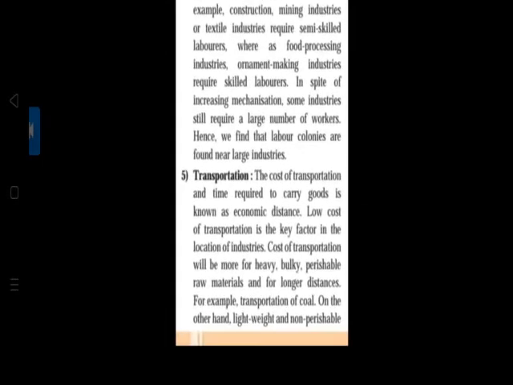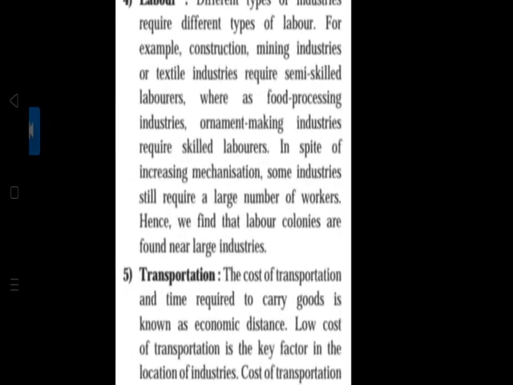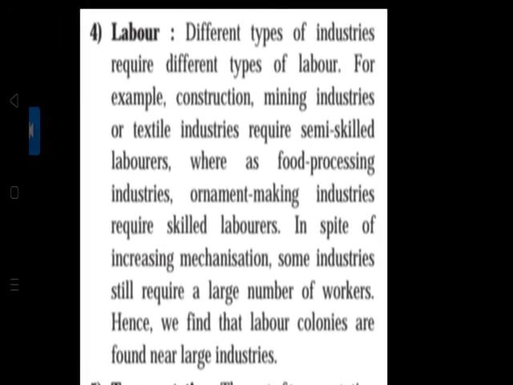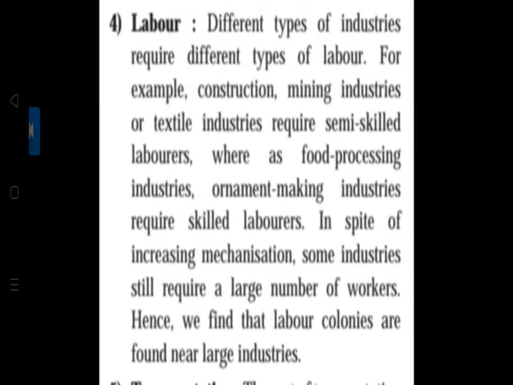Now, labor. Different types of industries require different types of labor. For example, construction, mining industries or textile industries require semi-skilled labor, which means they do not have thorough knowledge, they are not fully trained, but somehow they are trained. Whereas food industries, food processing, ornament making require skilled laborers. They need to have thorough knowledge of what they are doing.